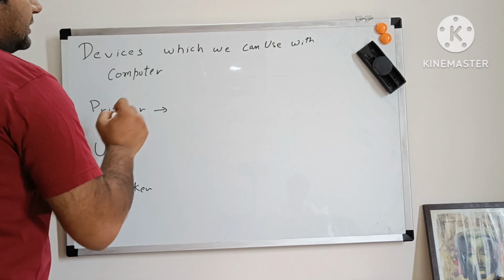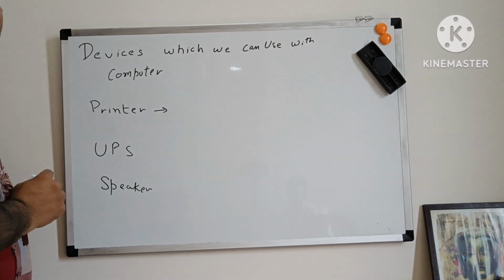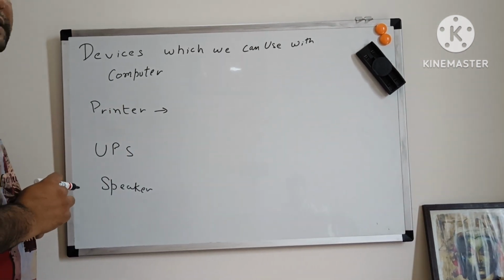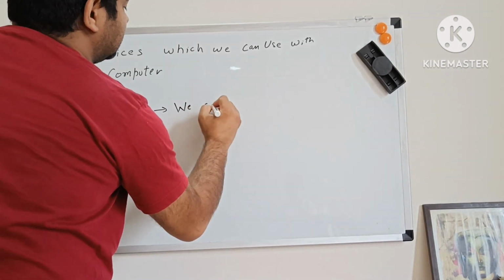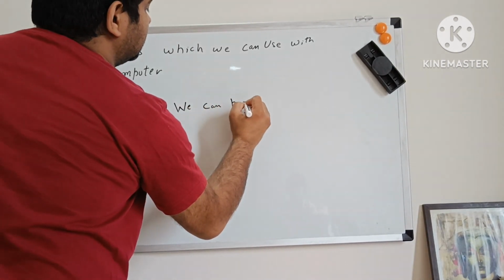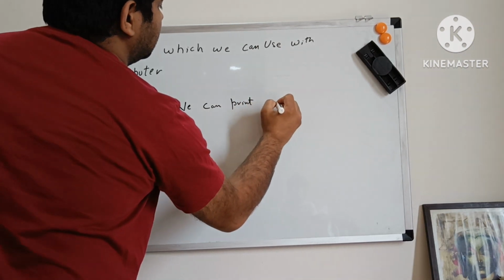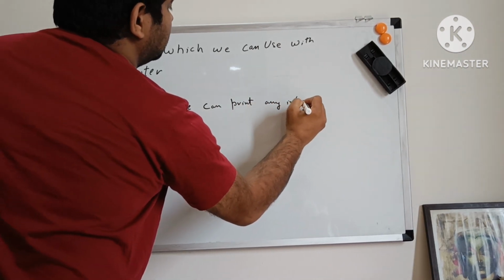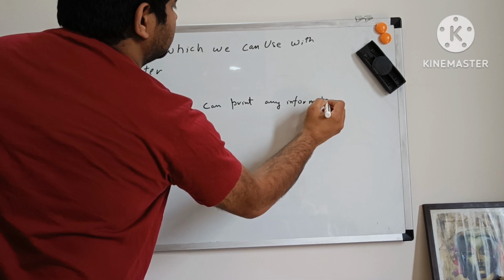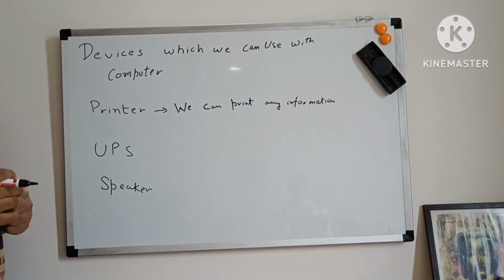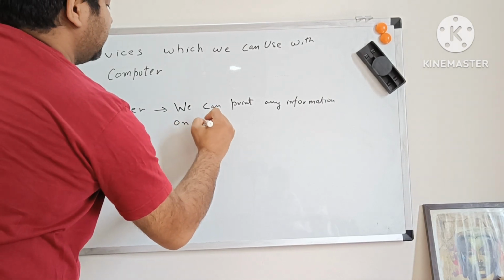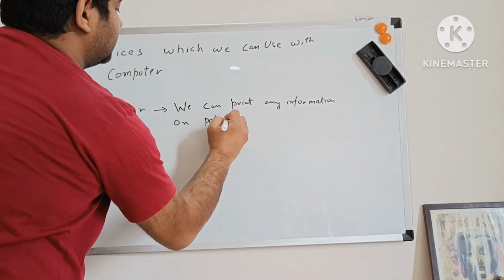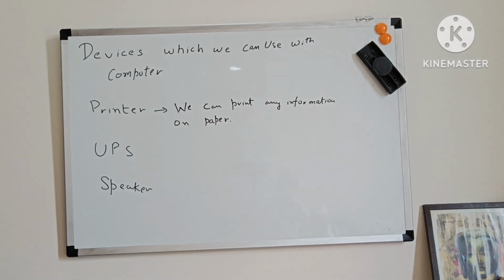Printer. What is the use of a printer? We can print anything on paper using a printer, right? We can print any information on paper. Okay, what else can we do?